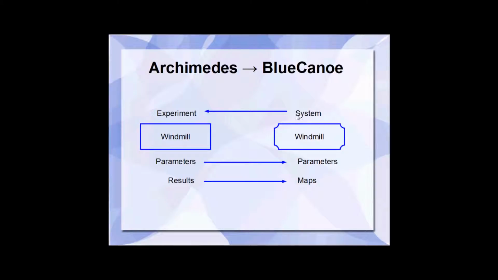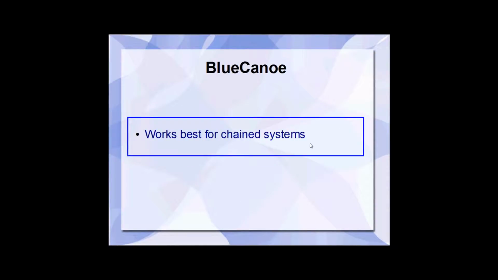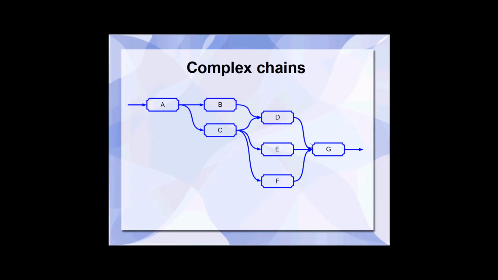Here is how Bluecanoe relates to Archimedes. A system in Bluecanoe can point to an experiment in Archimedes. Once you do that, the parameters of the experiment become the parameters of the system, and the results of the experiment become the maps of the system. Finally, remember that Bluecanoe works best for chained systems, and the chains can be as complex as you want them to be. With that, let us dive into Bluecanoe and see all these concepts come alive.